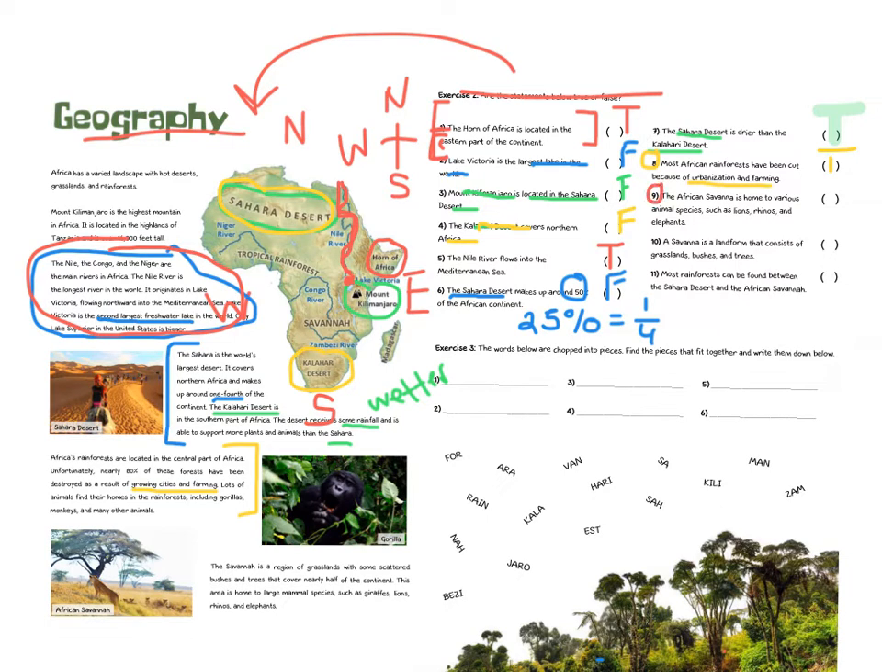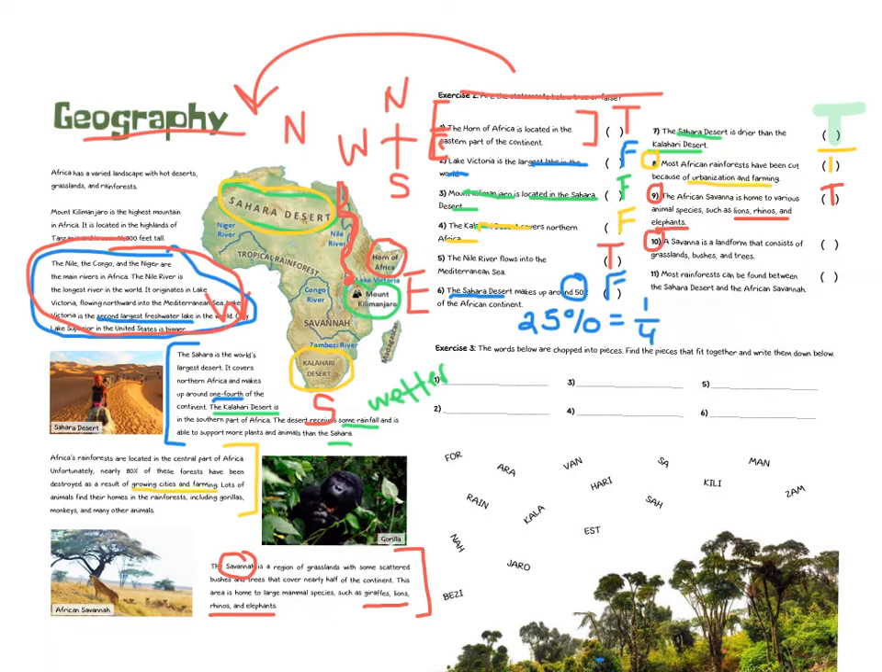So for number 9, the African savanna is home to various animal species like lions, rhinos, and elephants. Okay, I remember reading lions, rhinos, and elephants. Oh, it was down here. Giraffes, lions, rhinos, and elephants. And yes, it is talking about savanna. The savanna is a region of grassland with some bushes and trees that cover nearly half the continent. This area is home to large mammal species such as giraffes, lions, rhinos, and elephants. Yep, that's true. Now, let's stay in this paragraph because we're needing to answer another question about it.